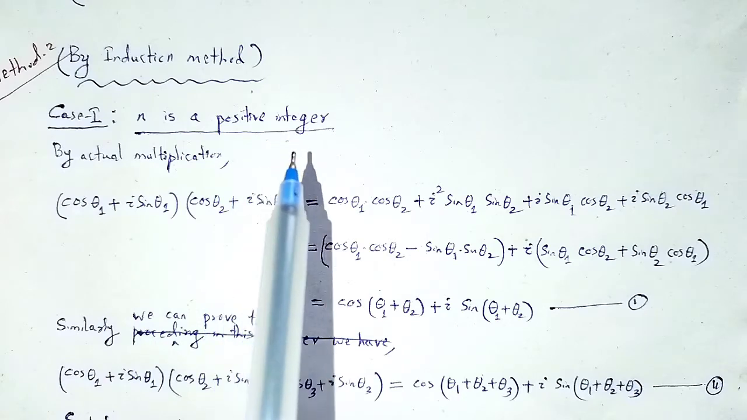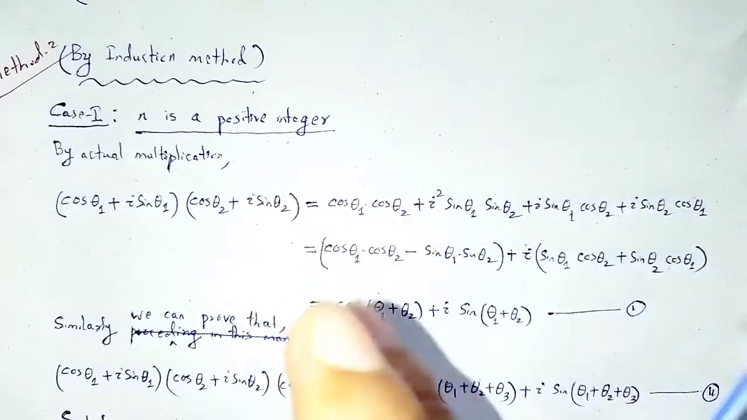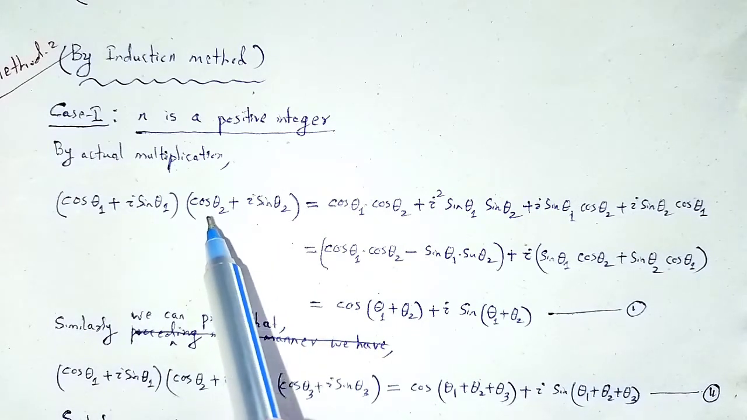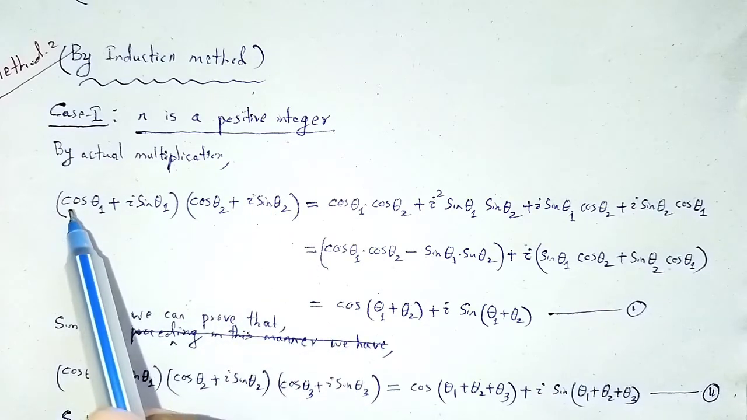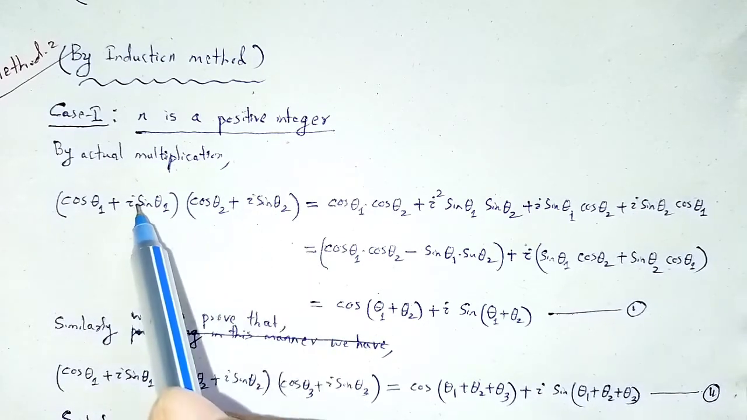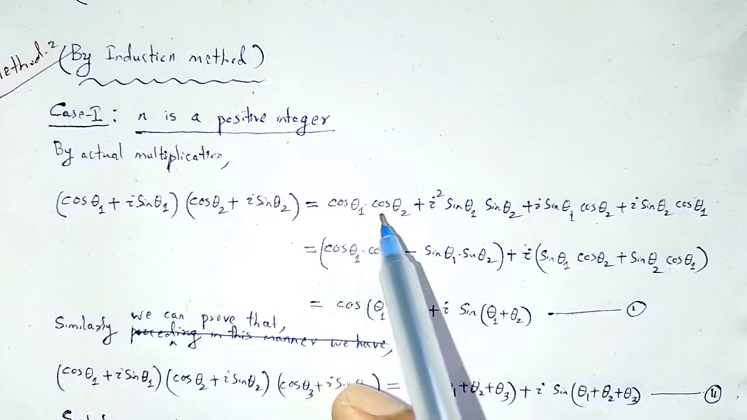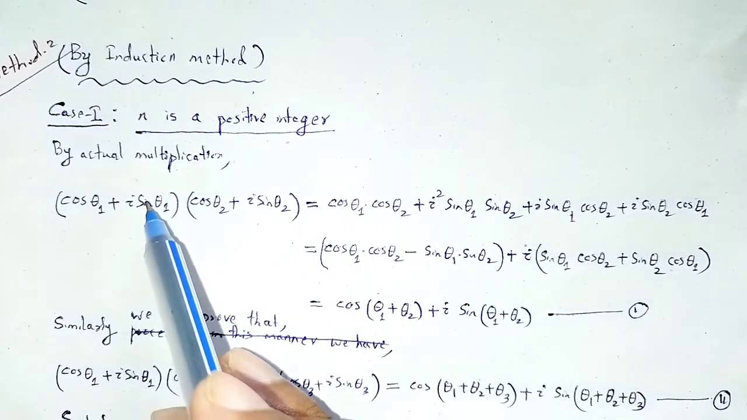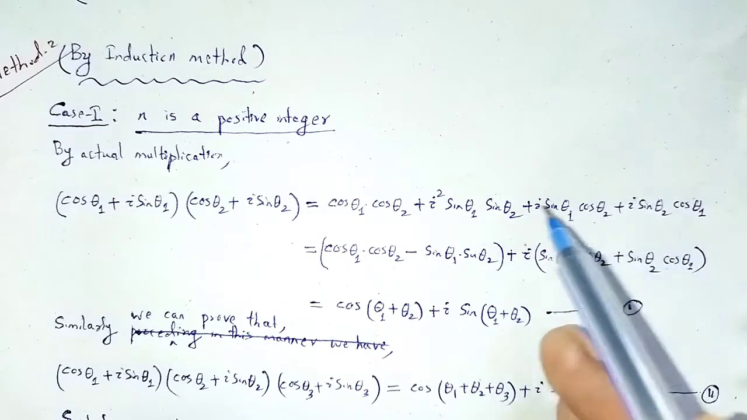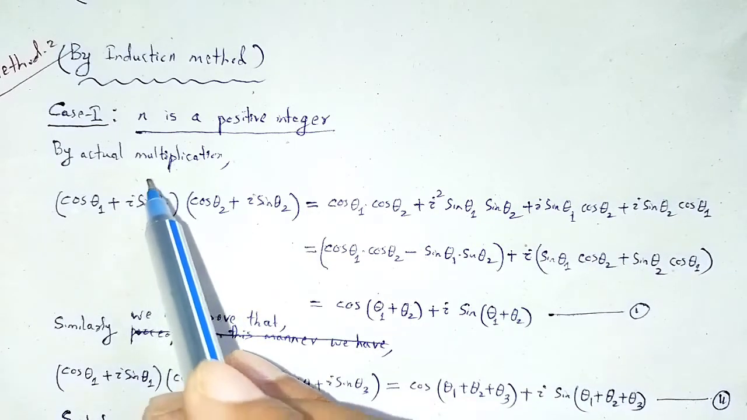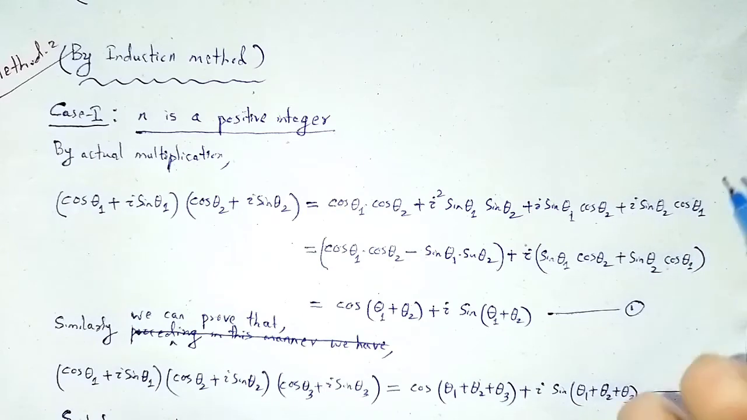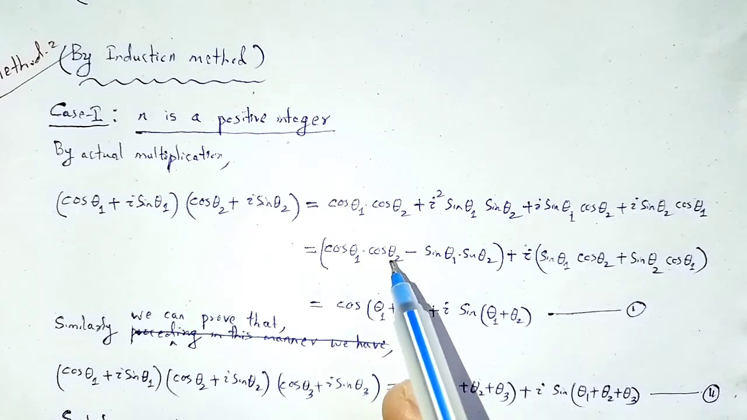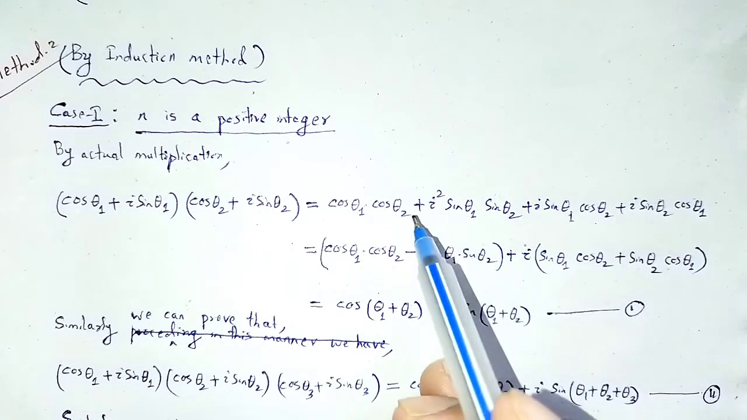Case number 1, when n is a positive integer. First we generally multiply (cos theta 1 + i sin theta 1) into (cos theta 2 + i sin theta 2), general multiplication, that term to this, that term to that. So the multiplication results will be cos theta 1 cos theta 2 + i square sin theta 1 sin theta 2 + i sin theta 1 cos theta 2 + i sin theta 2 cos theta 1. Here i square is equal to minus 1. So cos theta 1 into cos theta 2 minus sin theta 1 into sin theta 2.